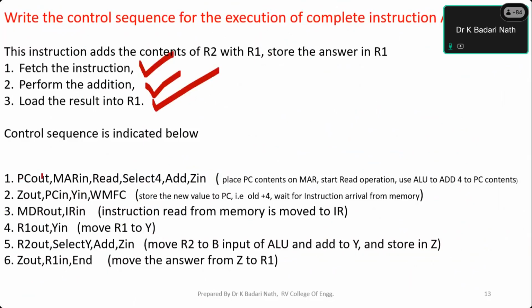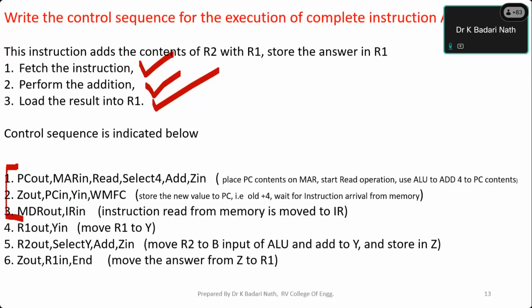So first get the instruction, same thing. PC out, MAR in, read, select 4, add, Z in. So make the program counter. The first 3 instructions, no change is there. You can look at the first 3 instructions, which fetch the instruction from the memory. This is the same as the previous case. Now only here in the fourth clock cycle.